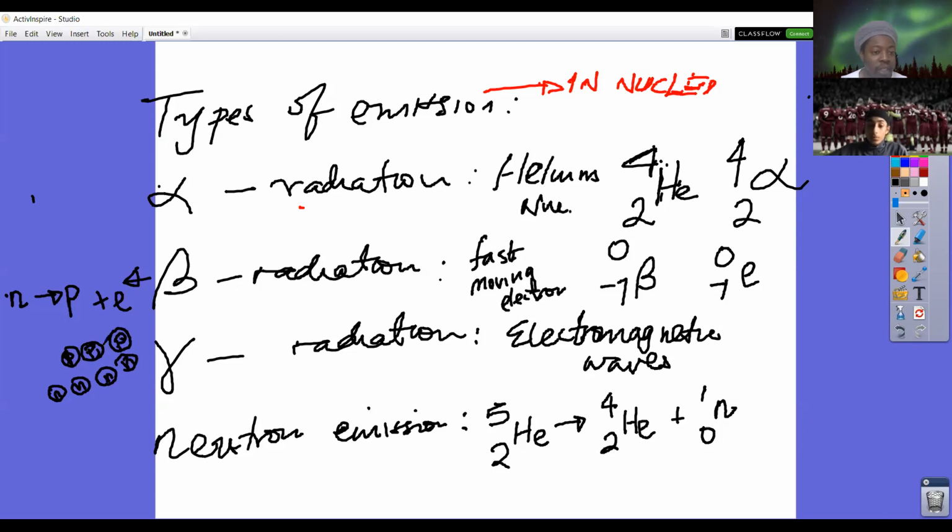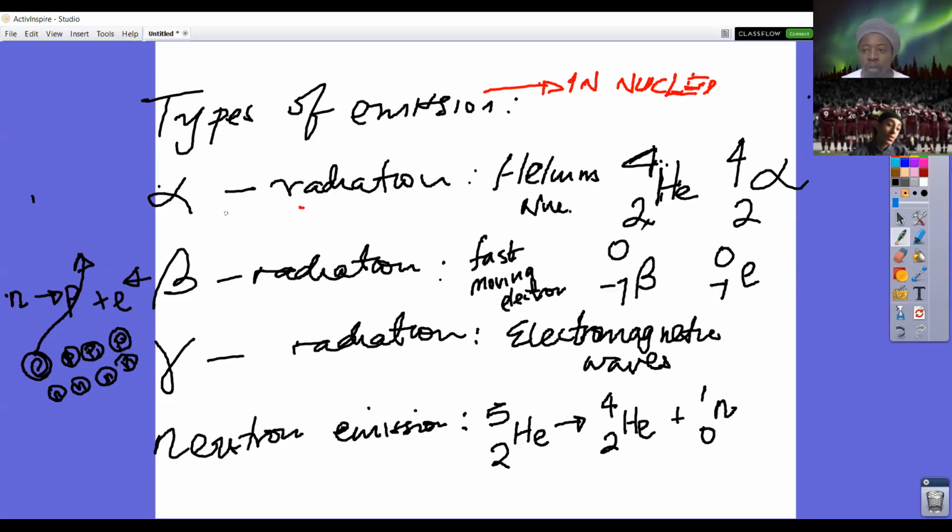But in the process, it also produces this electron. But this electron cannot live in the nucleus. So what happens to it? It is ejected with high speed, and that is what we call beta radiation. Now, I'm taking a little bit of an extension here.